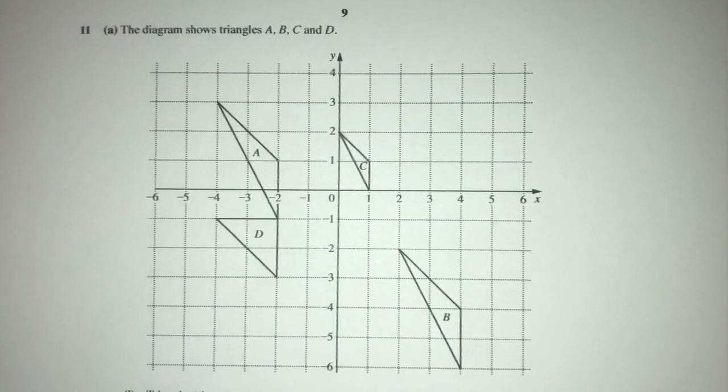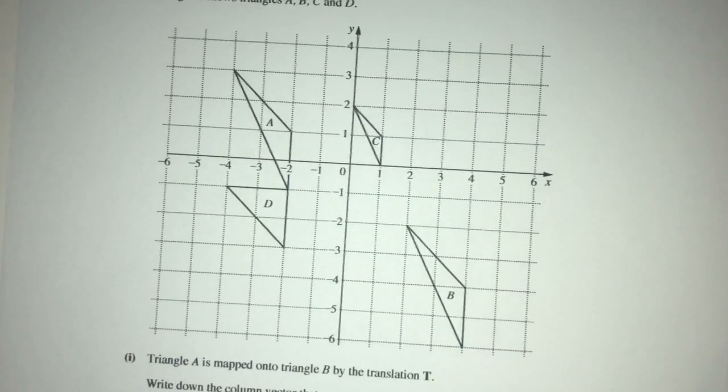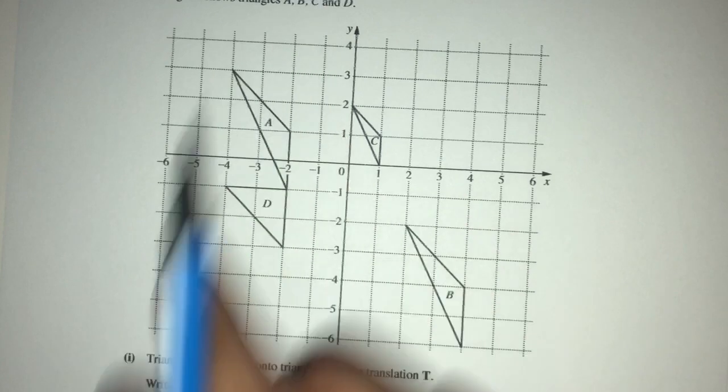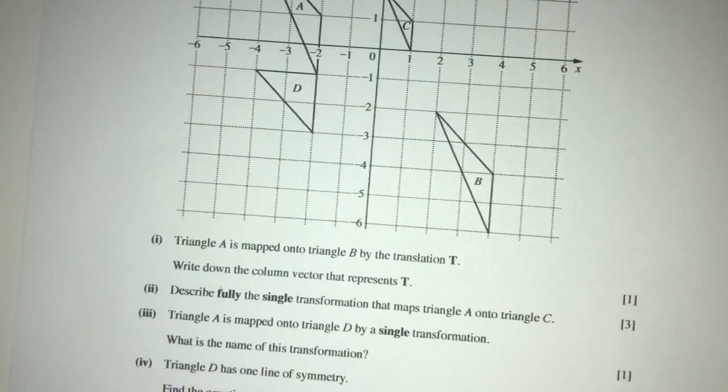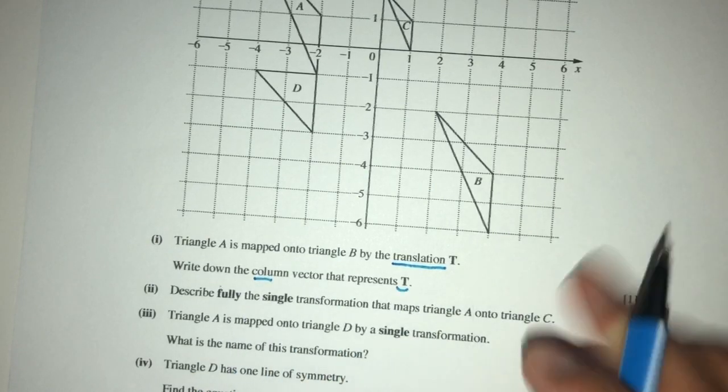So let's move on to question number 11. I think I did this question already, but anyways, let's do it again. So we have triangles A, B, C, D given to you on this diagram. Now part 1, triangle A is mapped onto triangle B by translation T. It tells you already what the type of transformation is. We know it is translation. So write down the column vector of T. So from A to B.